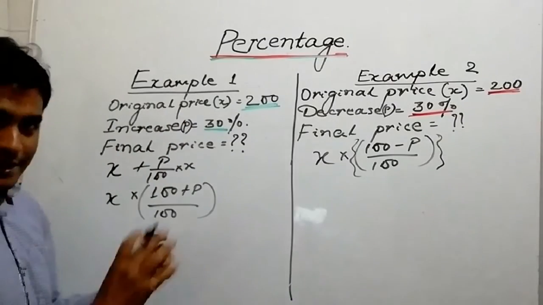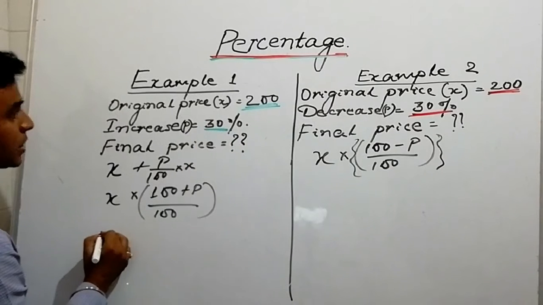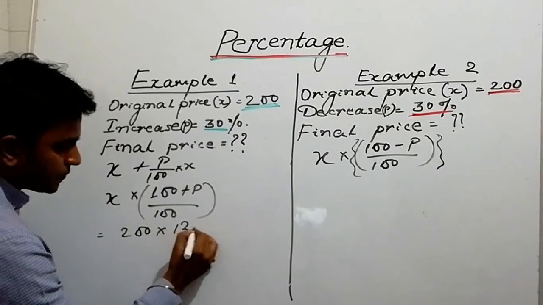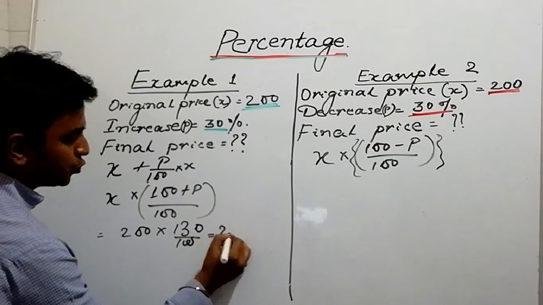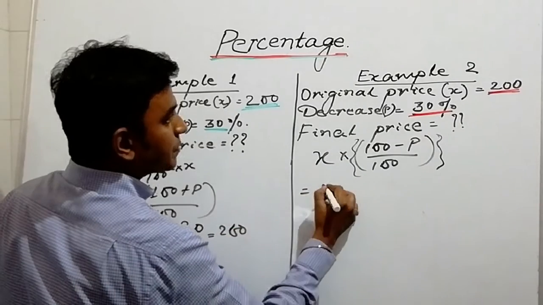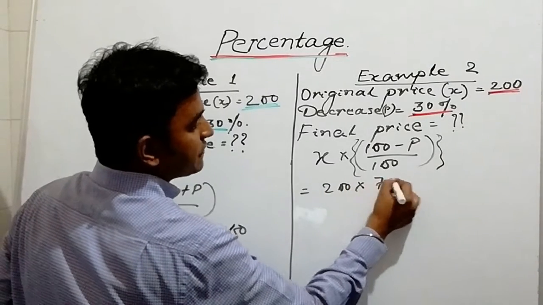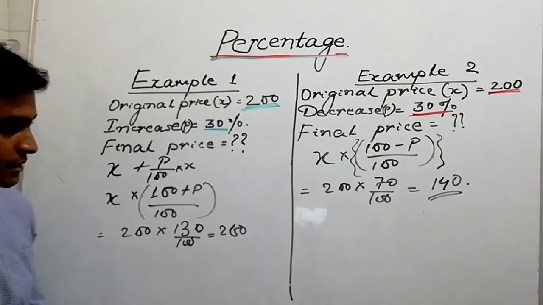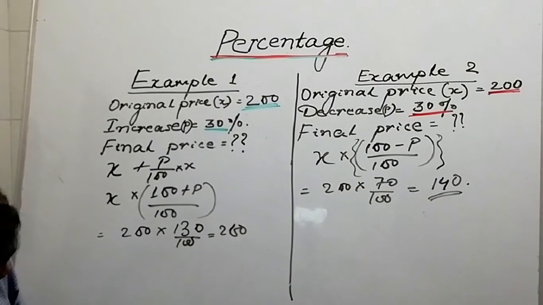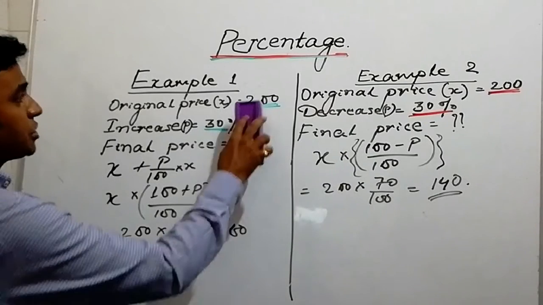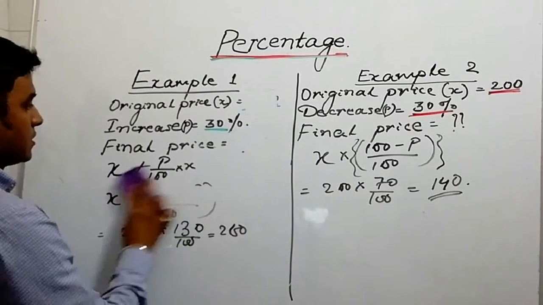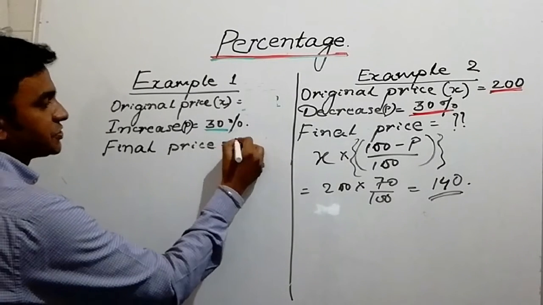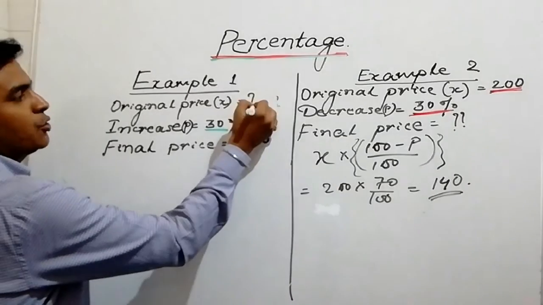Okay, if you use this formula, you get 200 into (100 plus 30), 130, divided by 100, which is equal to 260. And in this case you get 200 into 70 divided by 100, which is equal to 140. Okay? Now let's change the question slightly. Let's assume that in this question the final price is given, which is 260, and you need to find the original price.